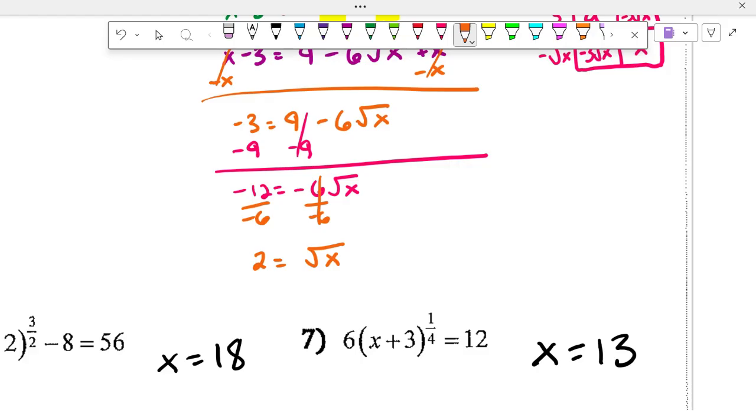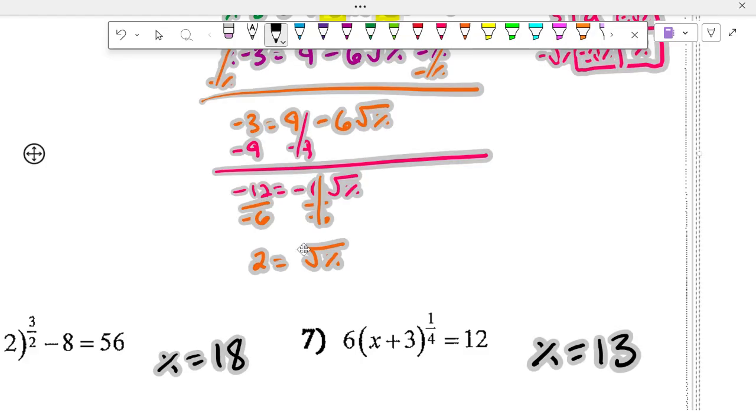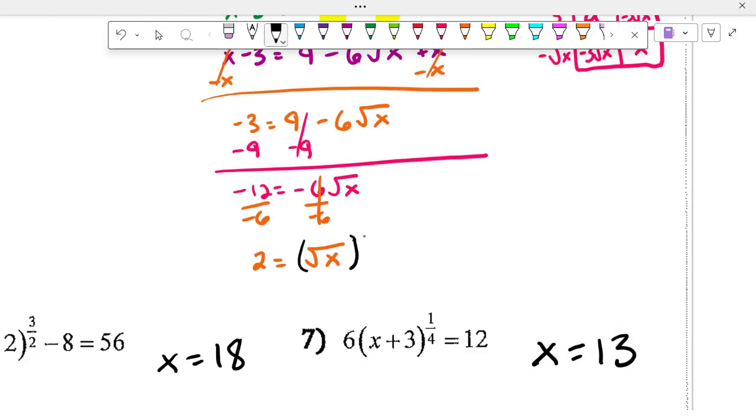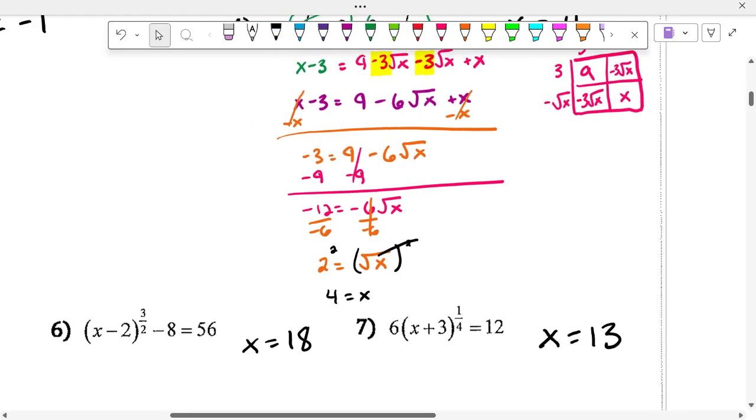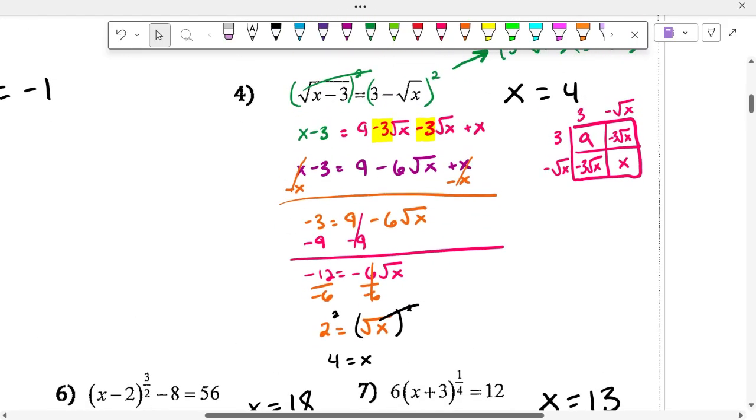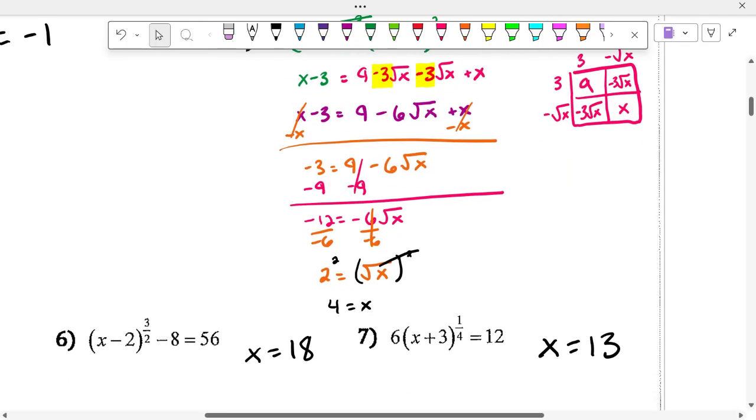So what do you think my last step is? Square both sides. So 4 is equal to x. If I did a quick check to plug it back in, 4 minus 3 is 1. Square root of 1 is 1. Square root of 4 is 2. 3 minus 2 is 1. So it works.